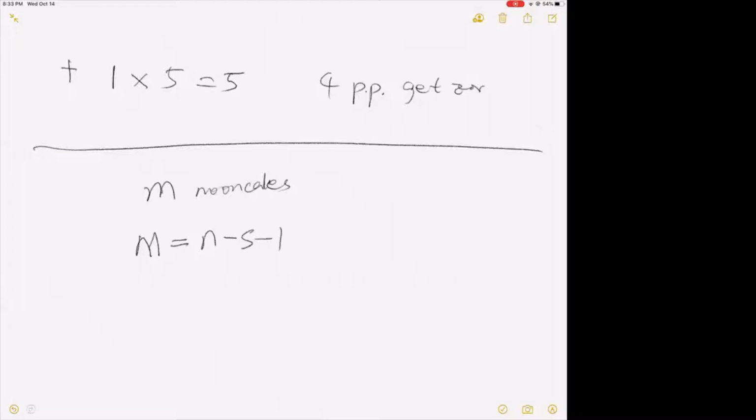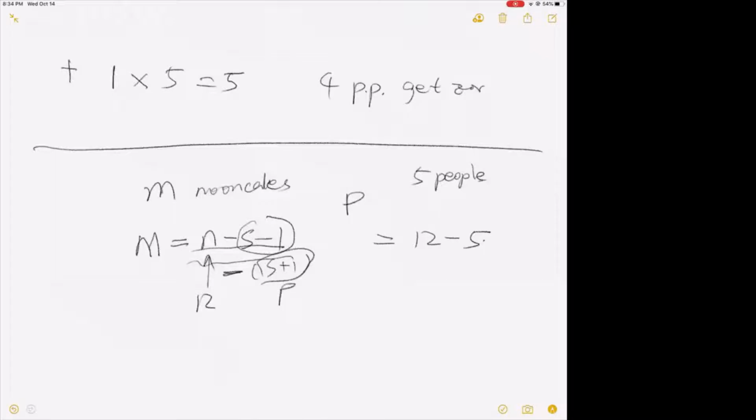Okay, let me give you a hint. What this is doing exactly, if we started with 12 mooncakes and 5 people, is 12 minus 5. I was saying there were P people. This is actually P. You had the number of mooncakes minus the number of people, because each person will have at least one. And then the remainder, you define it as M.